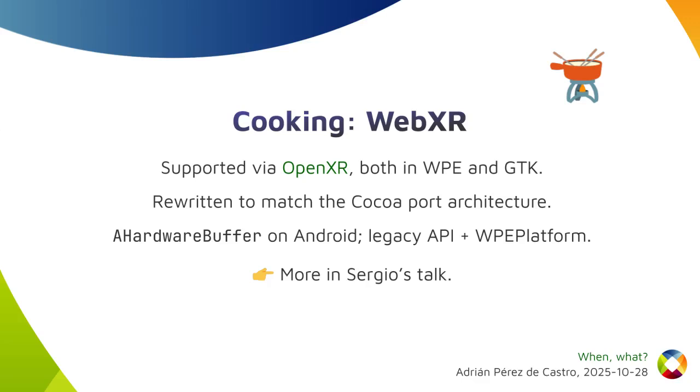And for buffer sharing on Android, we're using a hardware buffer. Because the WebXR code paths are a bit separate from the regular web content rendering, it has a different code path that doesn't go through the texture mapper. So it can be used with the legacy API and with WPE platform both. So if somebody needs to stay on the old API but wants to have WebXR working with the hardware buffer support, it's possible.